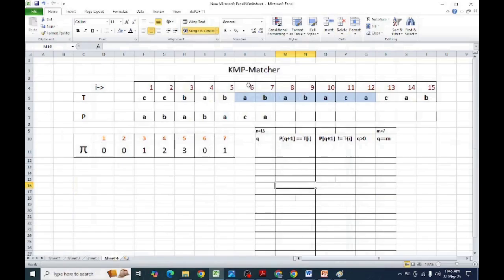Let us discuss the KMP matcher algorithm. How this KMP algorithm proceeds after computing this pi, that is prefix suffix function. See, this is the text, as length is 15, this n equal to 15, and this is the pattern ABACA, its length is 7, m equal to 7.